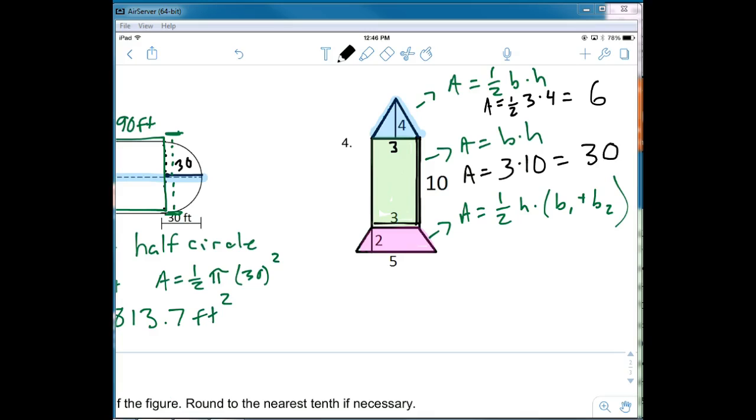The trapezoid will be the hardest one to figure out, but most of the information is present for us here. We've got the 3 and the 5 as my bases. My height, the distance between those bases, is 2. So I'll put 1/2, the height of 2, and then multiply by the bases added together, 3 plus 5. 1/2 of 2 is just 1, so it's 3 plus 5. The area of that trapezoid is 8.